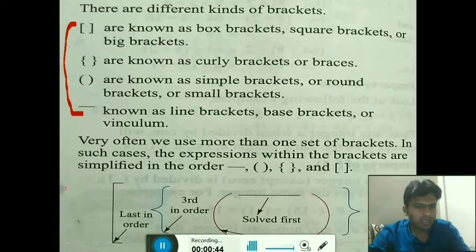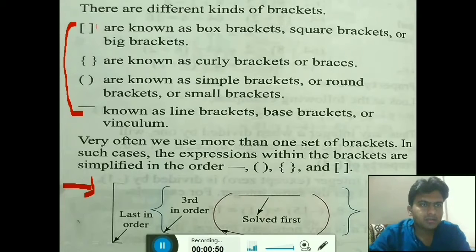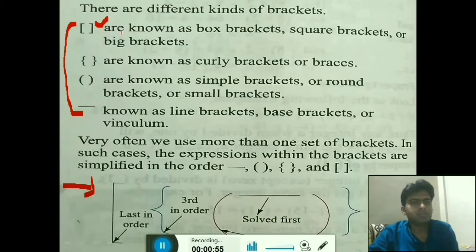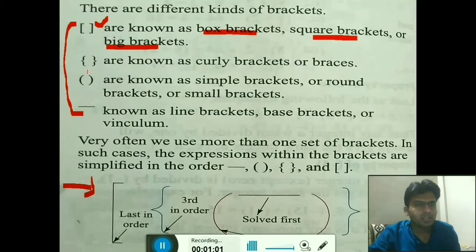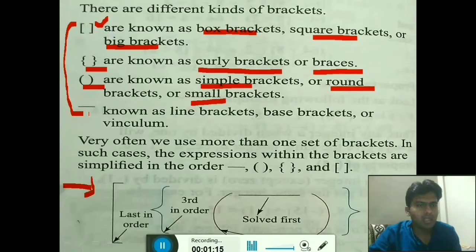So look at this diagram here. This is called the bigger bracket, square bracket or box bracket. Then this kind of bracket is known as the curly bracket or braces, and this kind is known as the simple bracket, round bracket or small bracket. And this kind of bracket is known as the line bracket or bar bracket or vinculum.